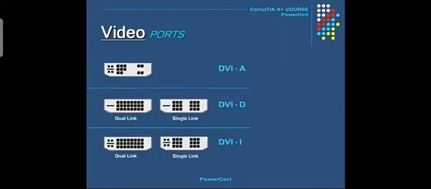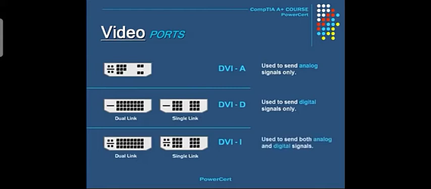Now, there are 3 different versions of the DVI cable standards. There's DVI-A, where the A stands for analog, and this is used to send only analog signals. There's also DVI-D, where the D stands for digital, and this is used to send only digital signals. And there's also DVI-I, where the I stands for integrated, and this is used to send both analog and digital signals.